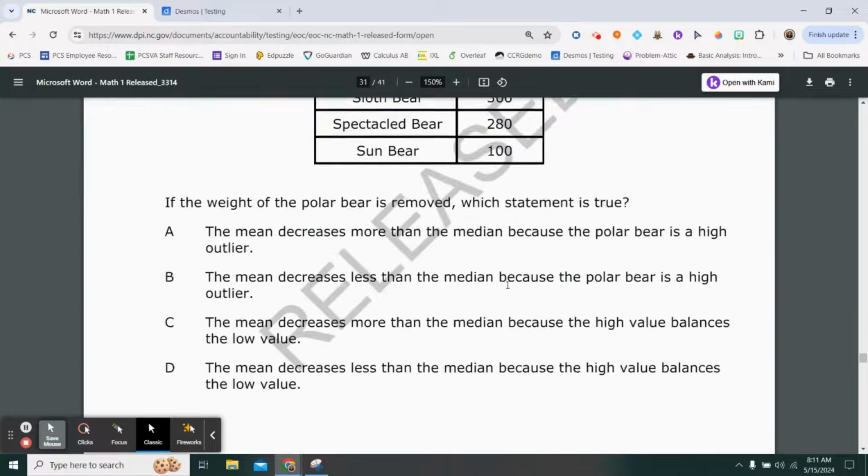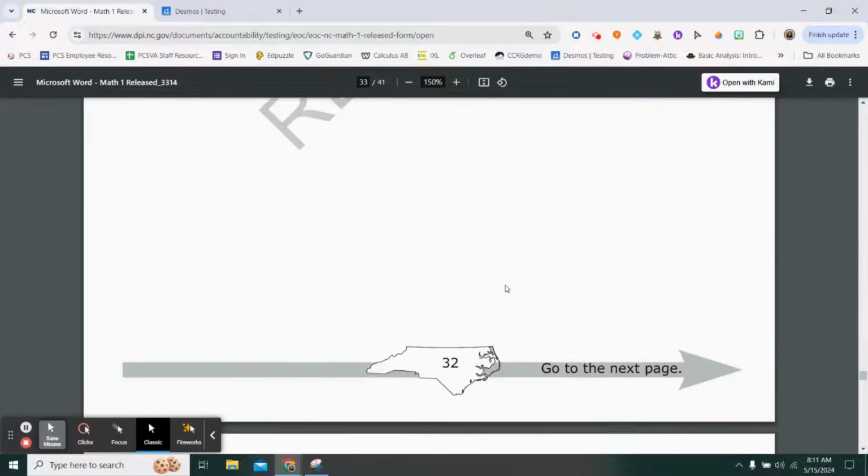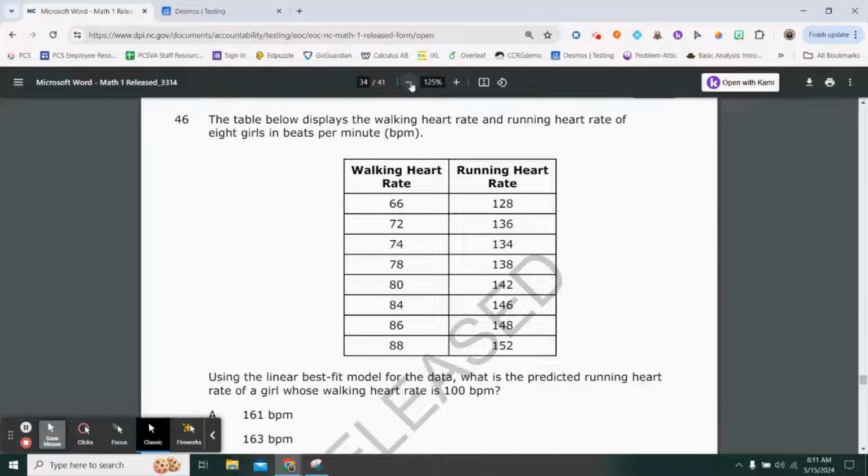Number 46, I saved the lengthier type of problem for the end. And guys, these are all over this test. So this question has got a table and it's asking us to use the linear best fit model. If we want line of best fit or really any linear equation at all on this exam, we can use the line of best fit stuff in Desmos to do it.